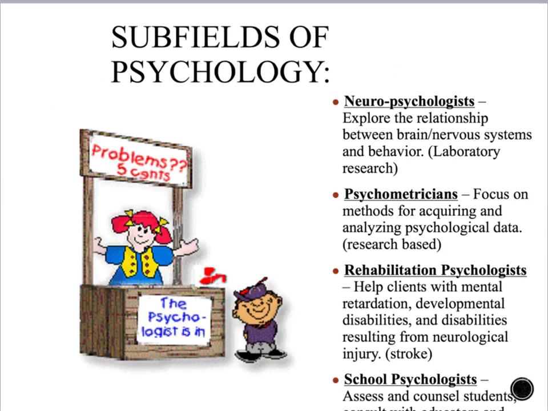Neuropsychologists explore the relationship between brain and nervous systems and behavior. That's my favorite unit. I can't wait for that one. Psychometricians focus on methods for acquiring and analyzing psychological data, research-based. Rehabilitation psychologists help clients with mental retardation, developmental disabilities, and disabilities resulting from neurological injury, like a stroke. School psychologists assess and counsel students, consult with educators and parents, and perform behavioral interventions when necessary.